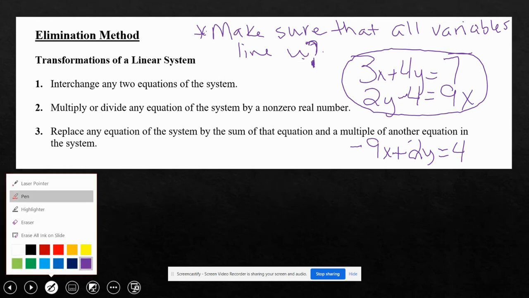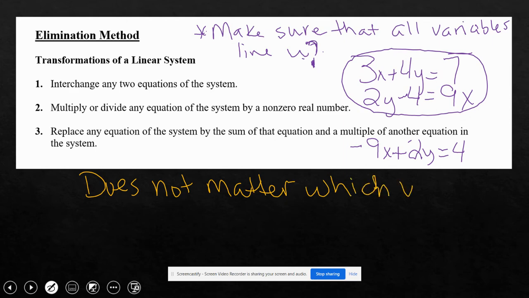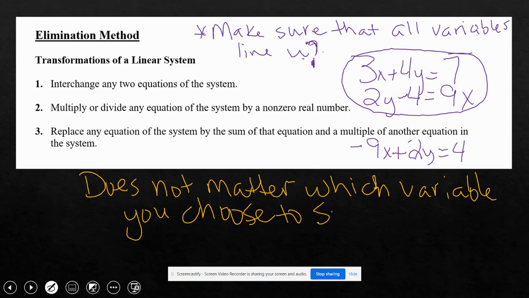The second reminder is that it does not matter which variable you choose to solve for first. Remember, you can multiply. We really don't use division. Multiply any equation by a number. You can multiply one equation, the other equation, or both.